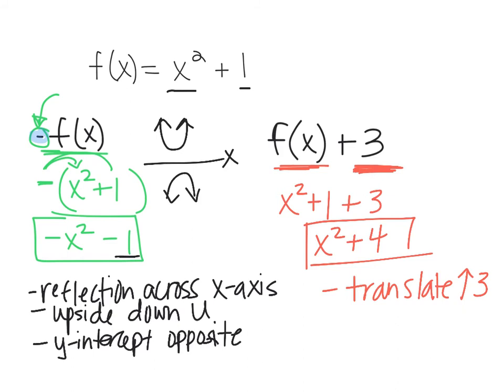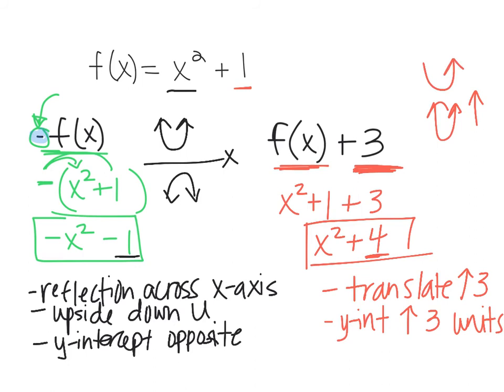Okay, so obviously I know it translates up 3. It's still just a basic u. It didn't get wider, it didn't get skinnier, so it stayed the same. But all that happened was it slid up 3, so my y-intercept also went up 3 units. Otherwise, it's the same u, exactly the same u shape. All it did was slide up 3 units. So if that was my graph, all it did was slide up 3 from where it was.